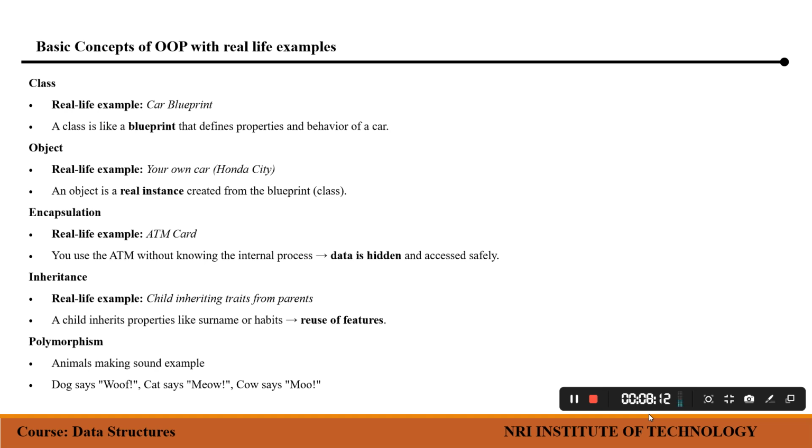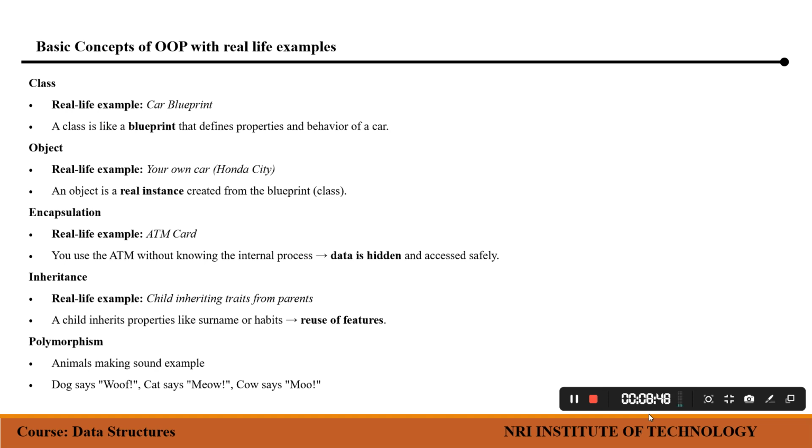Encapsulation, the real life example is ATM card. You can have the ATM card, you can use the ATM card, but you don't know what's happening actually when you put the ATM card inside. So that is called as encapsulation. The data is hidden and accessed safely. Inheritance, the real life example is a child inheriting the traits from the parents. That is like features, habits, surname, and so on. So these are being inherited from their parents. That means reuse of the features.